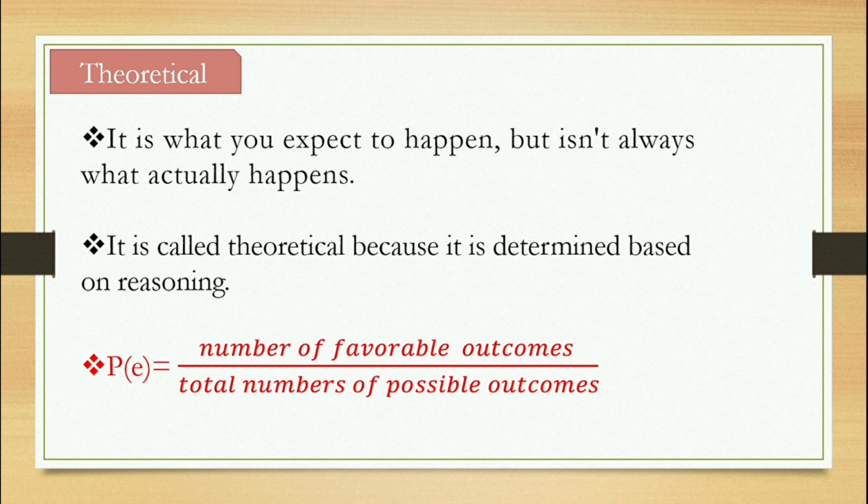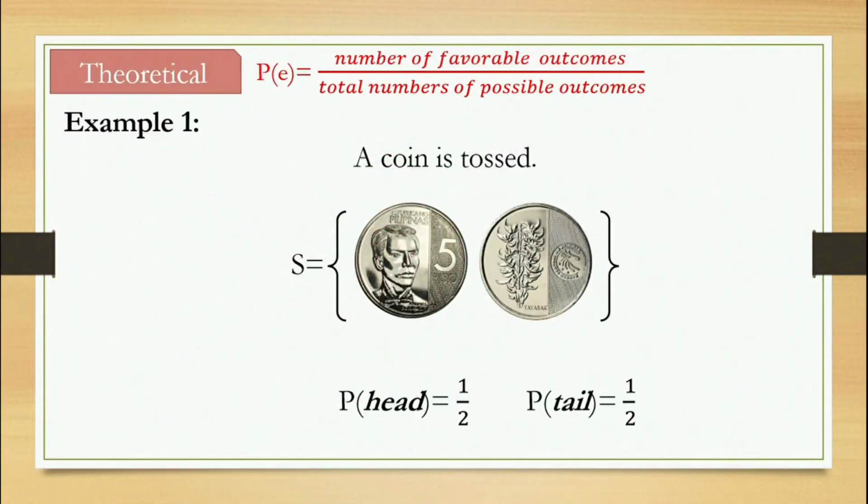Now, when we say theoretical probability, it is what you expect to happen but isn't always what actually happens. Meaning, it is expected already. It is based on possible outcomes and we are assuming that events are equal. Take note that it is also called theoretical because it is determined based on reasoning. So we use the formula P sub E is equal to the number of favorable outcomes over the total number of possible outcomes. We will understand it more if we have an example.